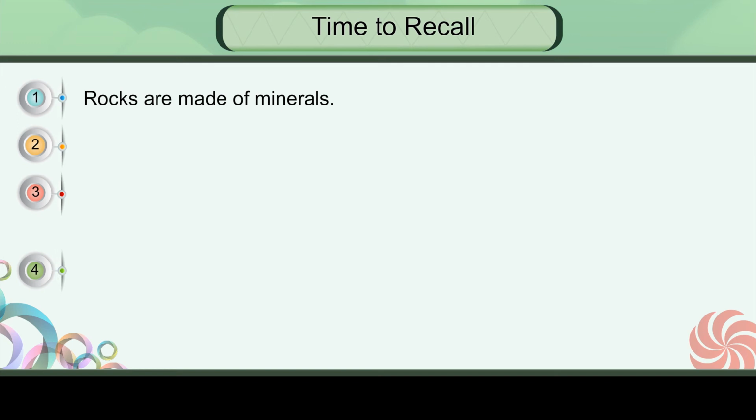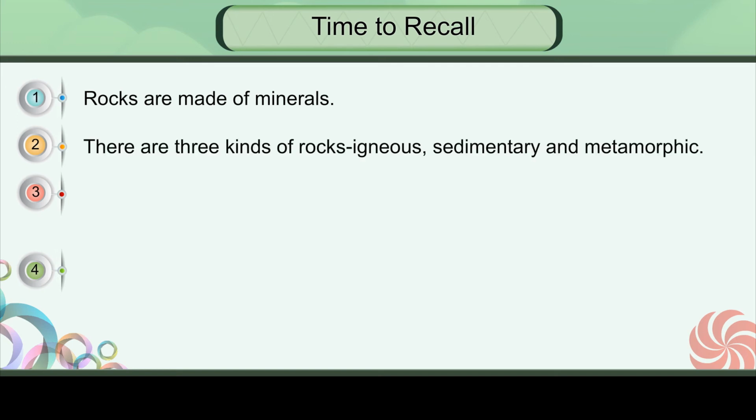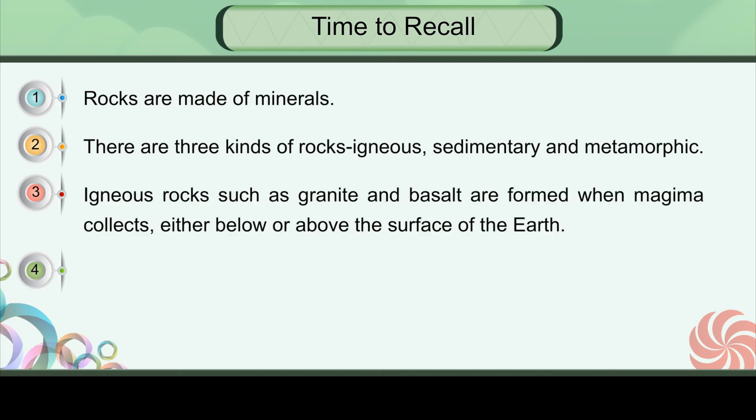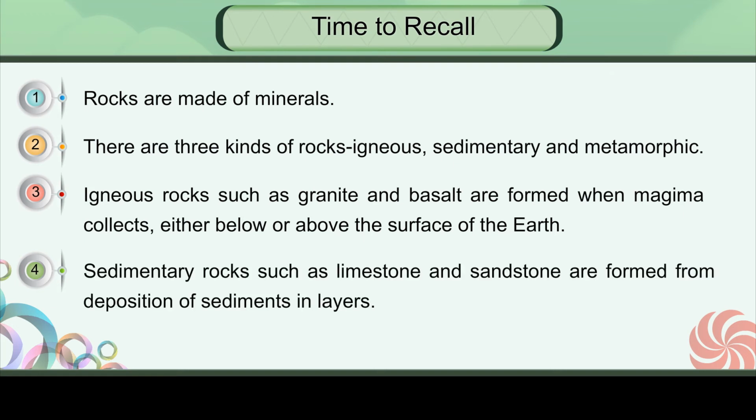Time to recall. Rocks are made of minerals. There are three kinds of rocks: igneous, sedimentary, and metamorphic. Igneous rocks such as granite and basalt are formed when magma collects, either below or above the surface of the earth. Sedimentary rocks such as limestone and sandstone are formed from deposition of sediments in layers.